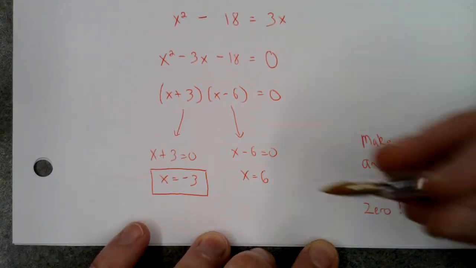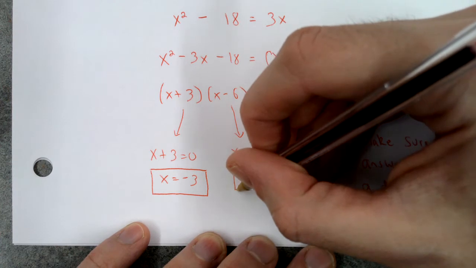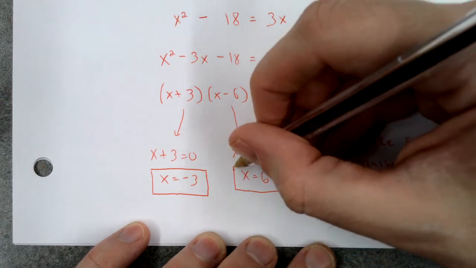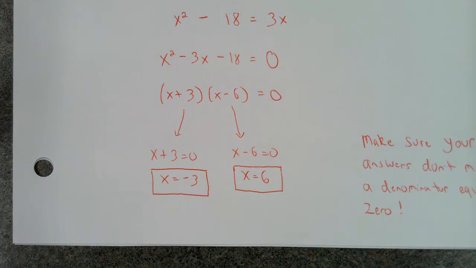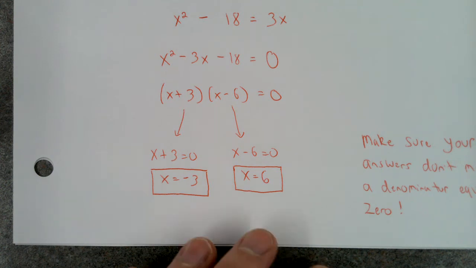Neither answer makes a denominator equal 0, so I'm going to circle both of them. If one did make a denominator equal 0, then you would just disregard that. That is not an actual solution. That would be an extraneous solution. We'll see that later on. Okay, let's try example 2.